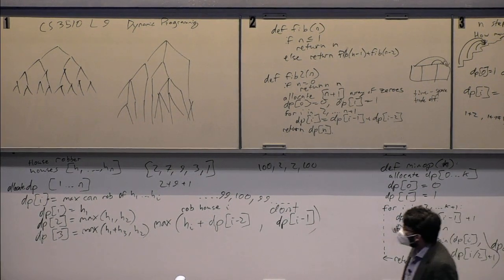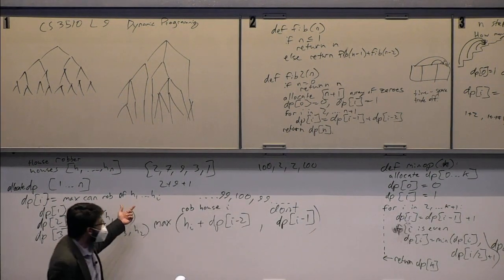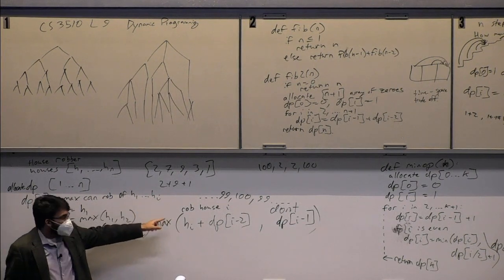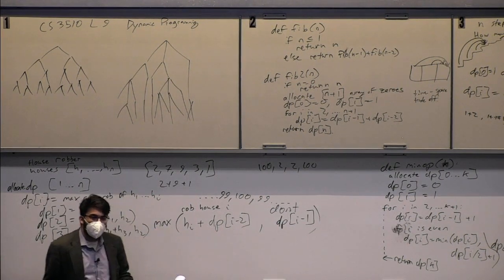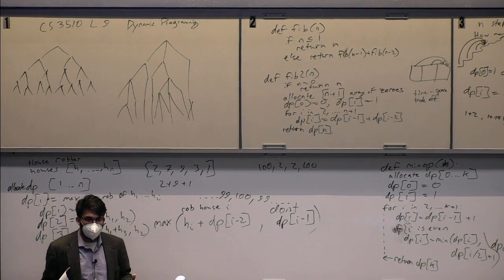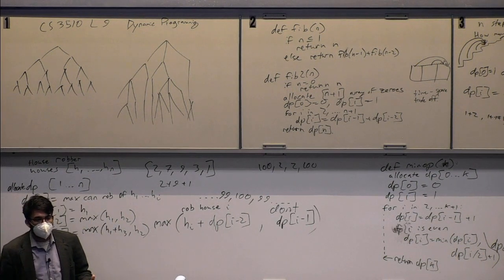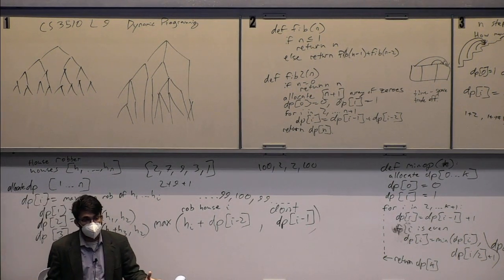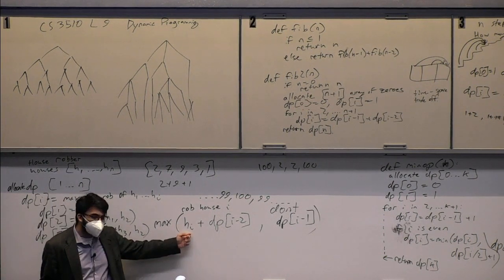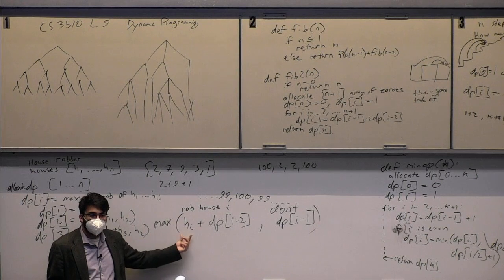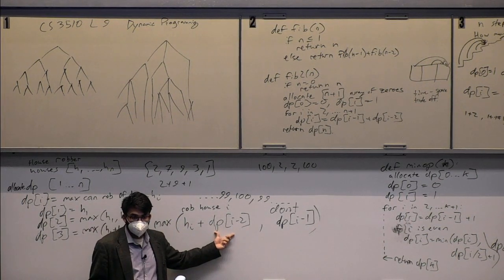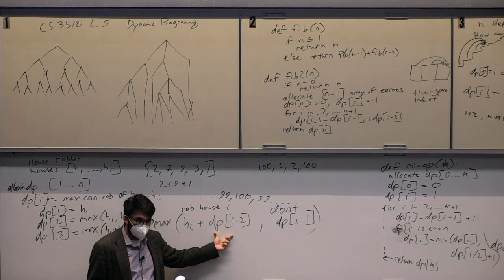DP of i minus 2 is what? DP stores the max you can rob of H1 to Hi. So DP of i minus 2 stores the max you can rob of the first i minus 2 houses. It does not imply that you rob house i minus 2, it's simply the max you can rob of this neighborhood. Then if you add an additional house, what happens? If you choose to rob house i, you'll earn everything from Hi plus anything you can rob from H1 to Hi minus 2, but not including Hi minus 1.